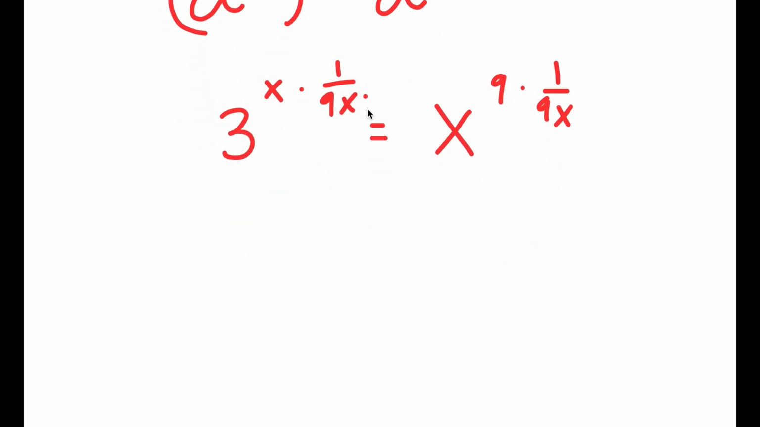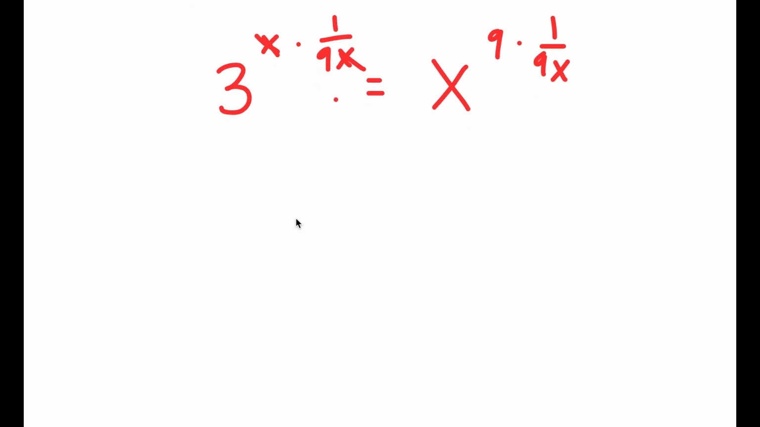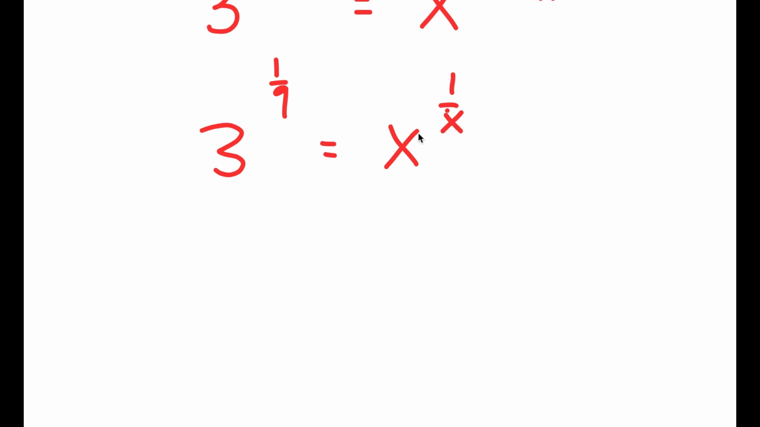Now x and 1 over x, these two cancel out. So I get 3 to the power of 1 over 9 is equal to x to the power of 9, and 1 over 9 cancel out, so I get x to the power of 1 over x. So now we have x on one side of the equation.